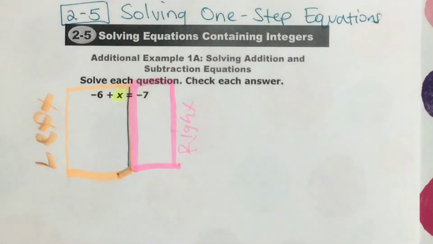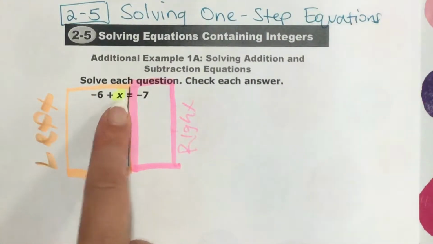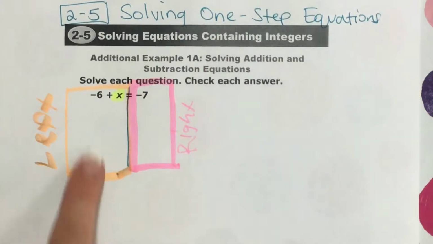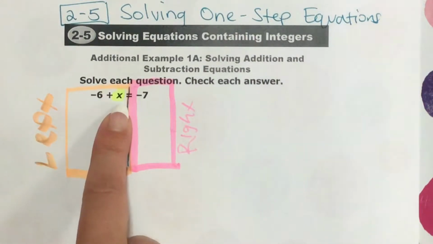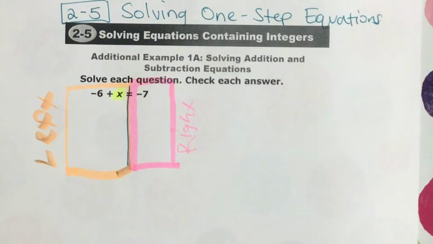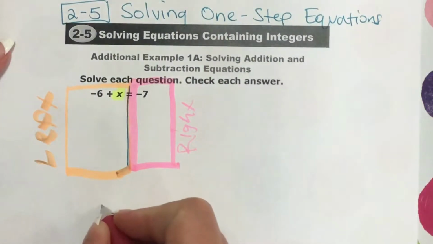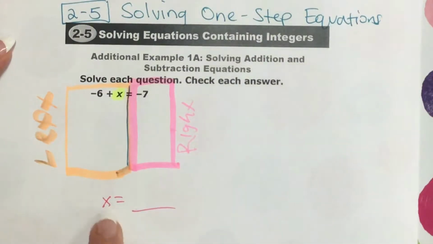Okay, so to figure out what x is, you need x by itself on one side of the equation. It doesn't matter if it's on the left or the right, but right now x is on the left side of the equation. So we really need the only thing on the left side to be x. So it looks something like this. It would look like x equals and then something. That's what you need to do to figure out what x is.